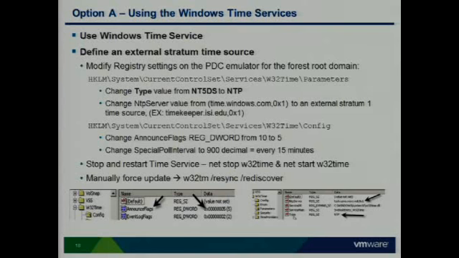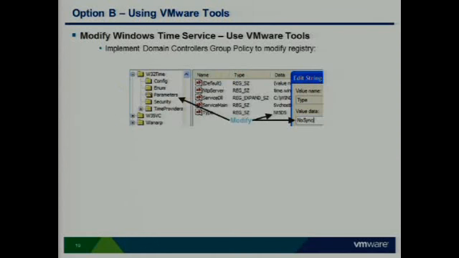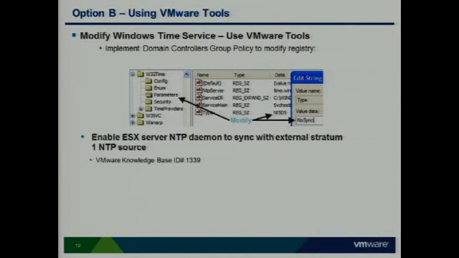Using the standard Windows 32 time to do that. If we point it to an external time source, off we go. Option B would be to use VMware Tools. So option B looks a little different in the sense that we change that value to no sync. And when we change that value to no sync, we then turn around and we set up the ESX server or ESXi server, the NTP server services in that box, to an external time source.